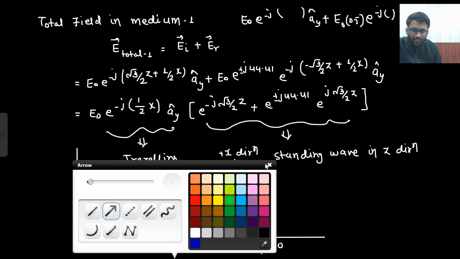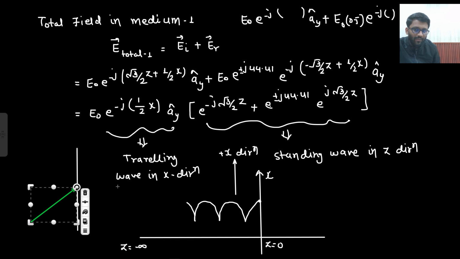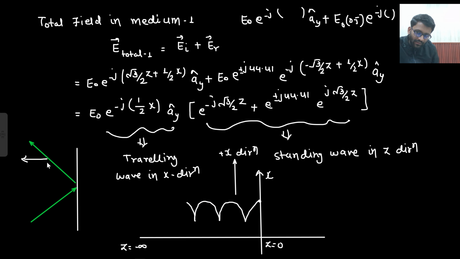So, how did my wave come? This is how my wave came, and this is how it got reflected back, right? Now, this has a component in this direction, this has a component in this direction, this has a component in this direction, and this has a component in this direction. The component in the x direction, this I assumed as the x direction, this I assumed as the z direction.